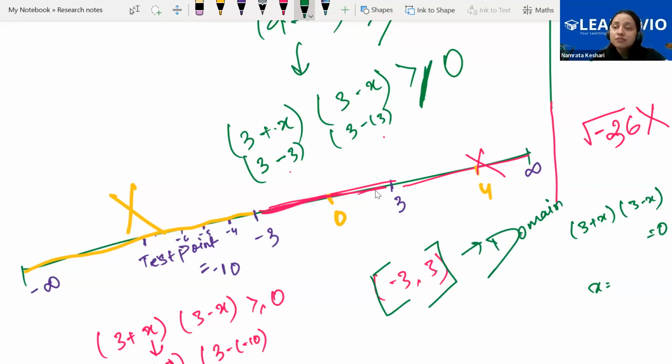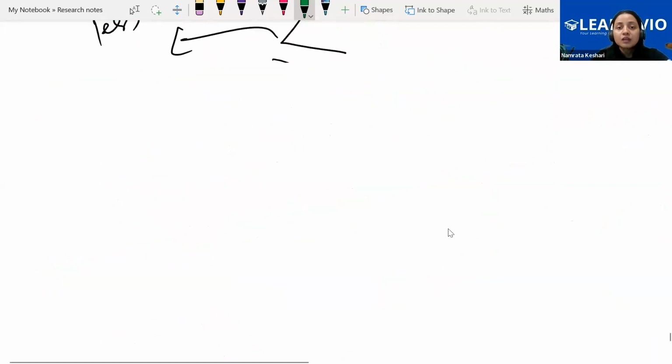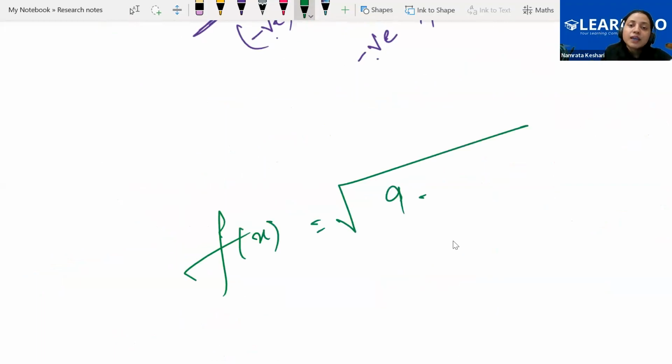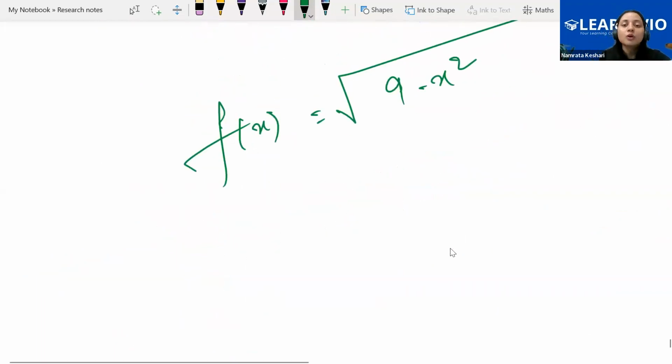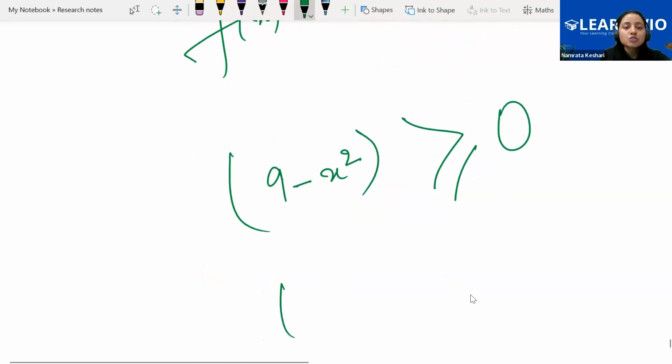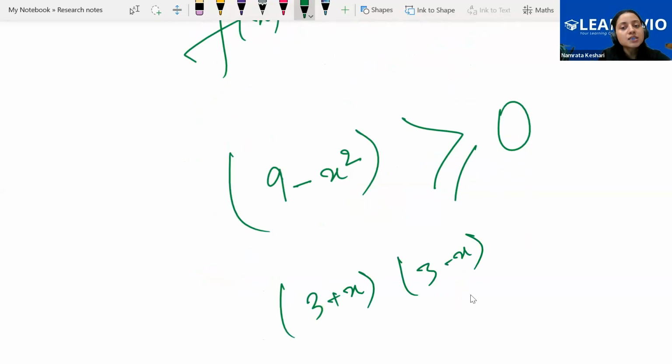Let me summarize everything quickly. Our function is under root 9 minus x square. A negative number inside the square root is not acceptable. So whatever is inside the square root has to be greater than 0, and even if it is equal to 0, that's fine. Now we will do the factorization. We are getting 3 plus x times 3 minus x greater than or equal to 0.